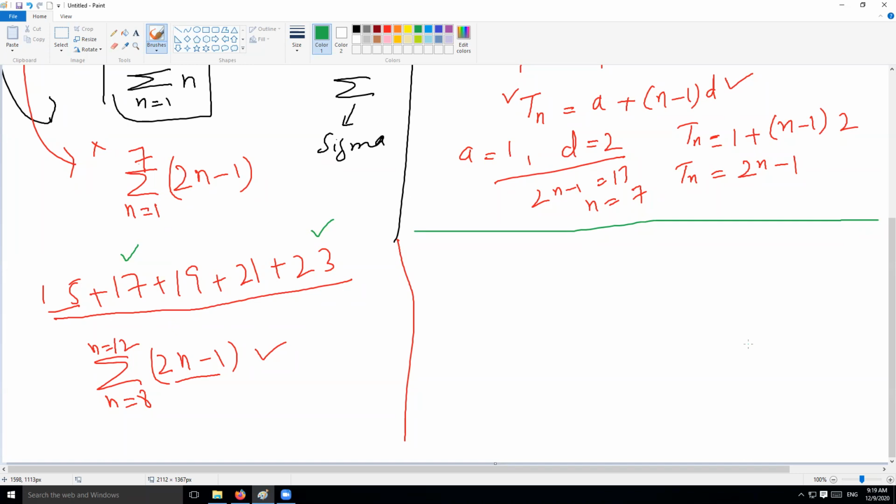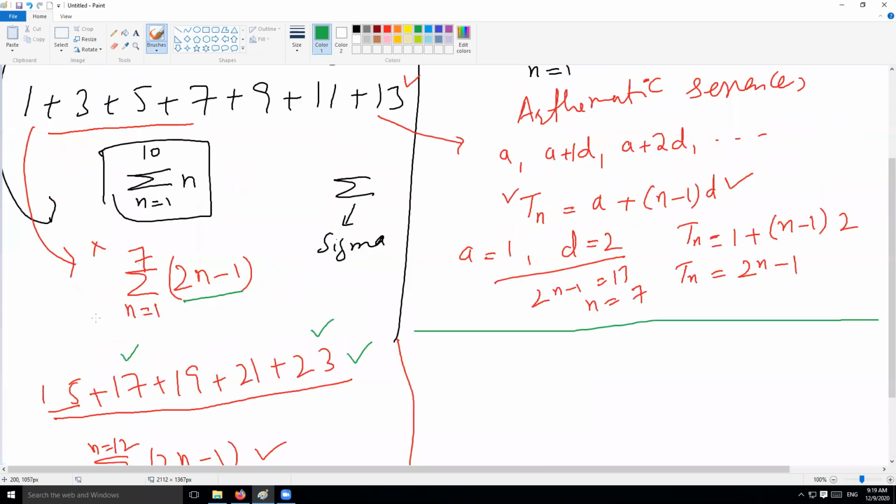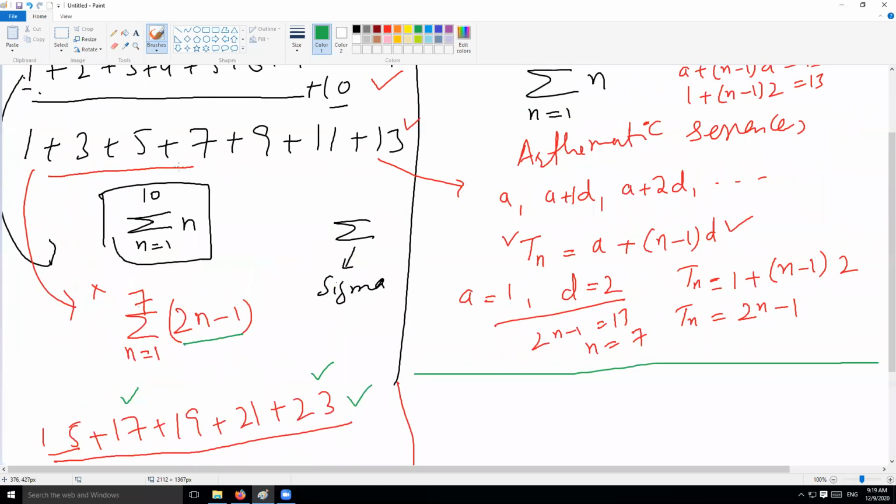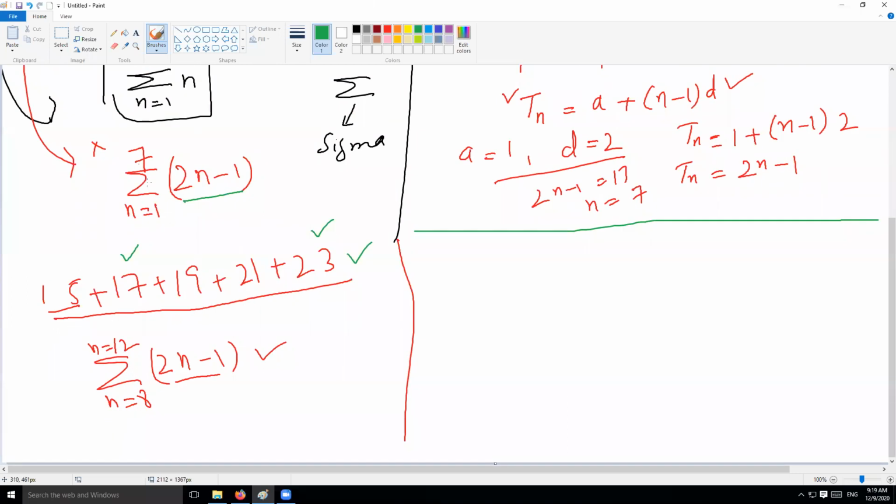Another way could be this. In order to write this thing in the form of a sum, I have used the expression that we developed previously, in other words, the expression 2n minus 1. By the way, this is not wrong. This is correct. But you can rewrite a sum in multiple ways.